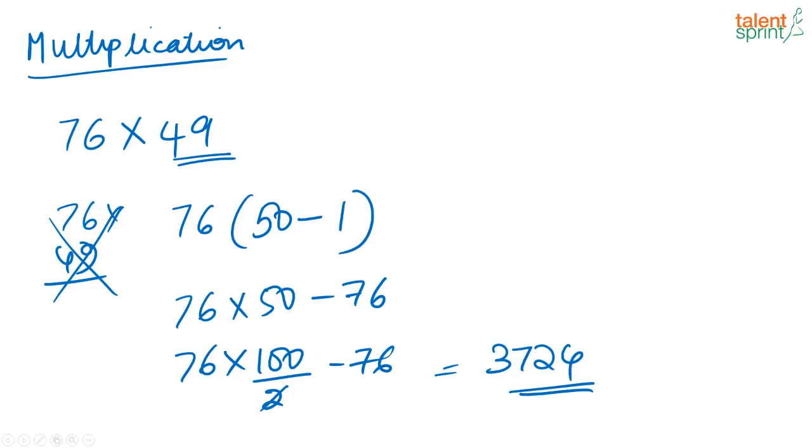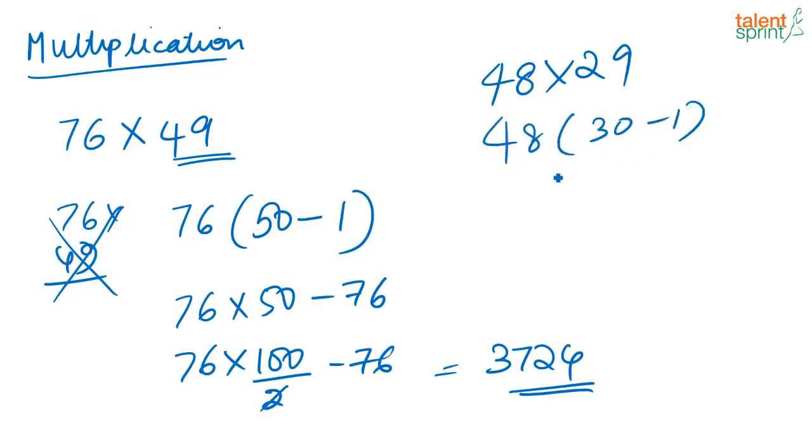You just split any one number in such a way that you are able to do the calculation faster. So this is called the split and merge method in multiplication. Let's say you have another number, 48 into 29. You can write it as 48 into 30 minus 1, or this is nothing but 48 into 30 minus 48. What is 48 into 3? 48 into 3 we know is 144. So 1440 minus 48 will be your answer. Again, you know that is nothing but 1392. 1440 minus 40 is 1400, and then you have a minus 8, that will be 1392.